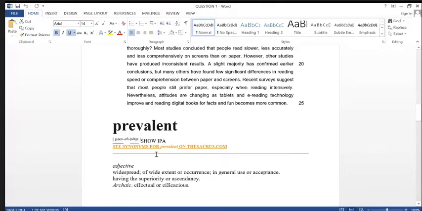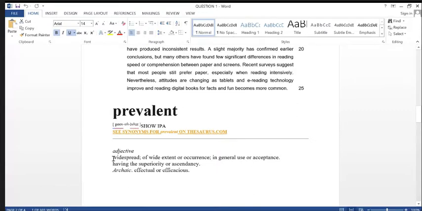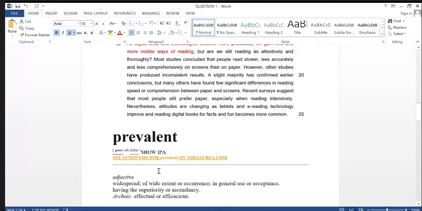It's an adjective again, and they gave you the word widespread, of wide extent or occurrence, that is widespread, in general use or acceptance. So when it's in general use or acceptance, it is widespread, or it can be replaced with the word common, perhaps. And this is the second meaning of this word, which does not really fit the context: having the superiority. No, that's not what it is in the context.